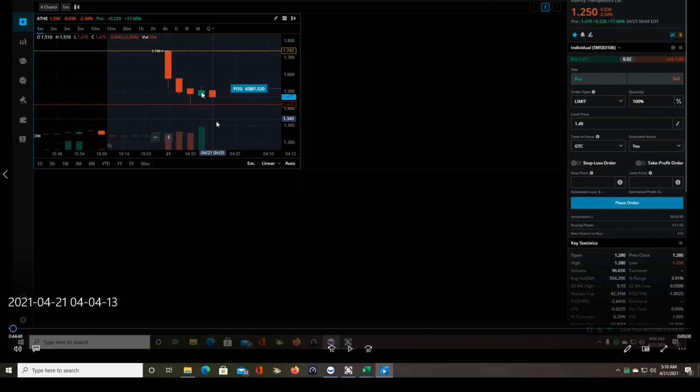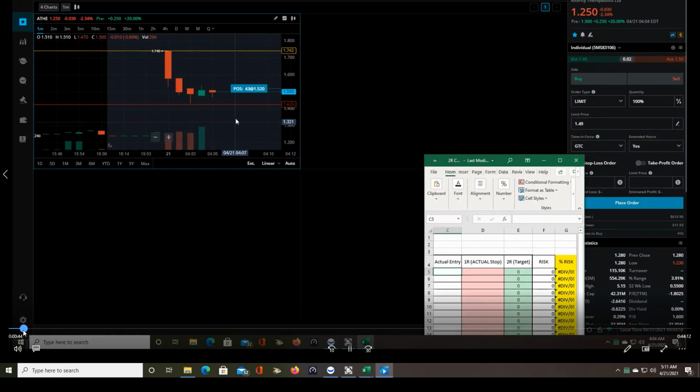As soon as that hit 1.53, I hit my hotkeys to get in, and I got filled at 1.52 because this thing was bouncing around a little bit. And then my stop loss is the low of this candle, actually it's 1 cent below it. The low of this candle is 1.43, my stop loss is 1.42. So let's see what happened.